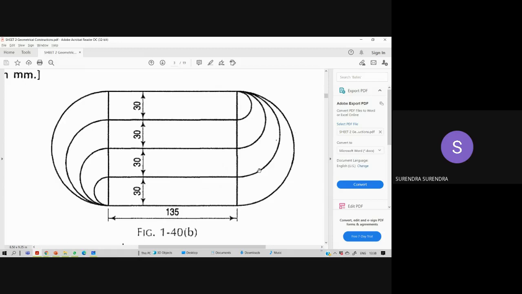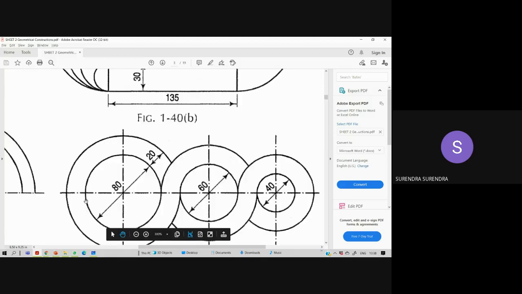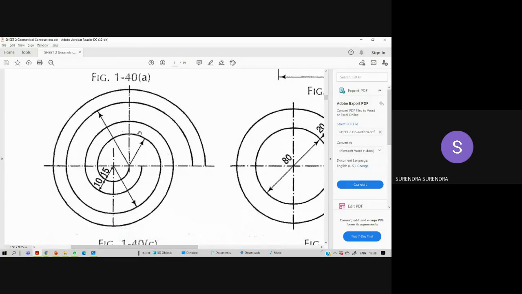Similarly on this side. So we get the complete figure. It looks tricky, but if we can understand these dimensions, there is no logic difficulty in constructing a spiral. So this is a spiral.